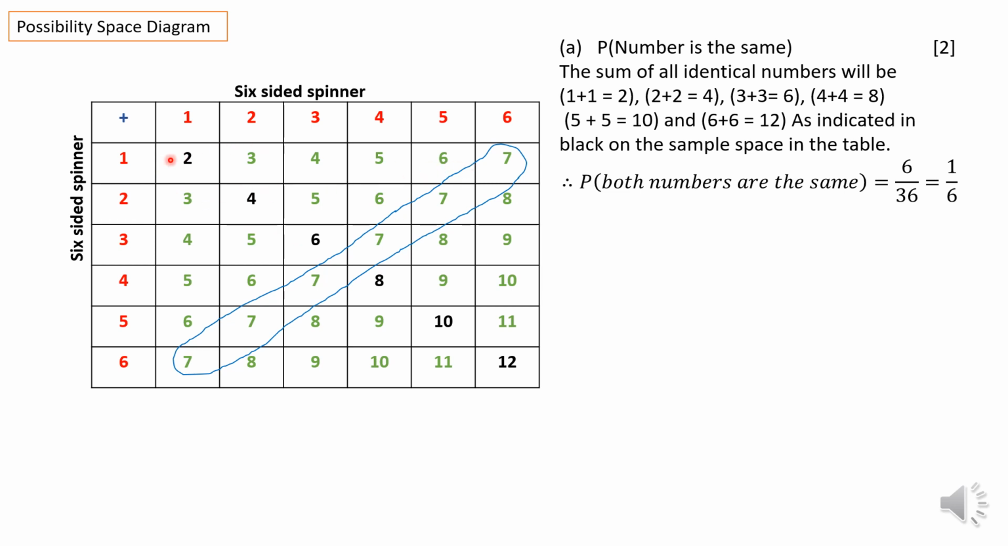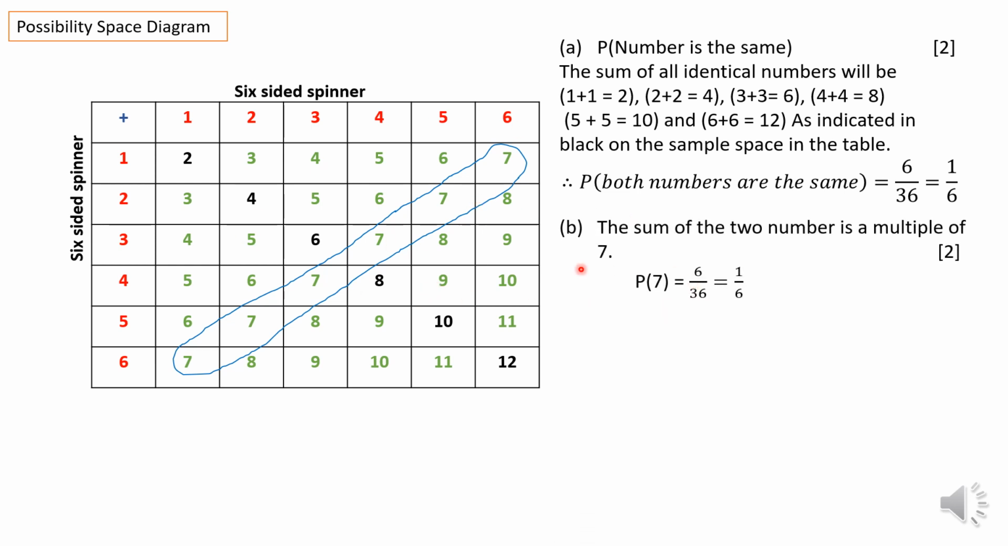So there are 36 values here, 6 by 6, that is 1, 2, 3, 4, 5, 6 times 1, 2, 3, 4, 5, 6. If you count the ones in black, you get 6. That's what I've done here. 6 over 36, and the simplest form is 1 over 6. That's how you solve this particular question.